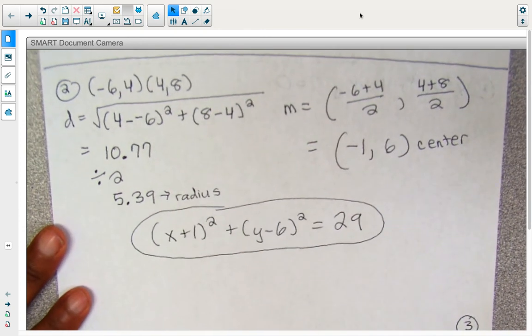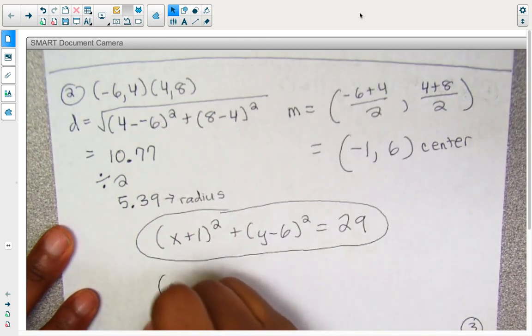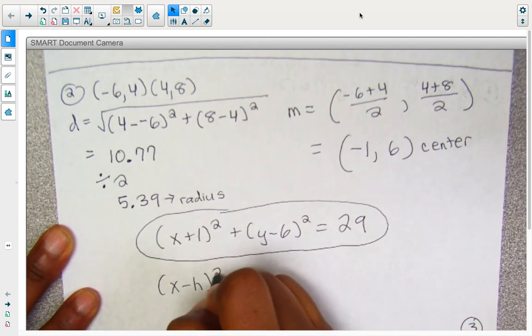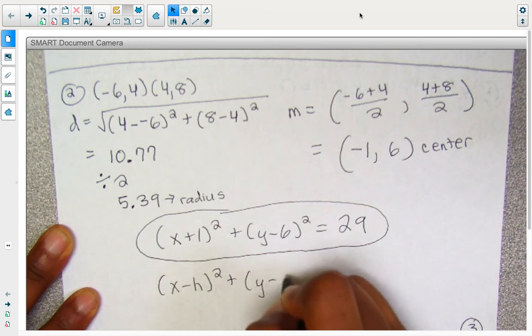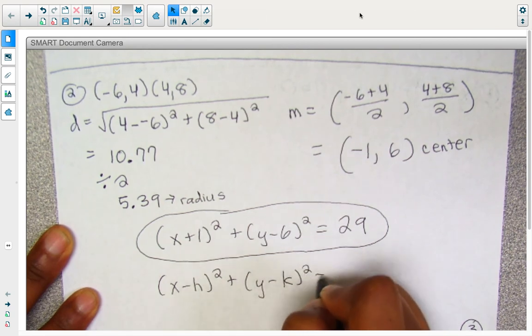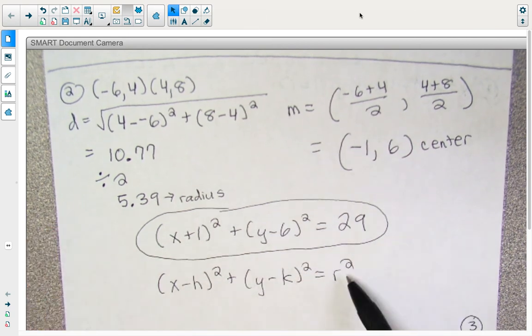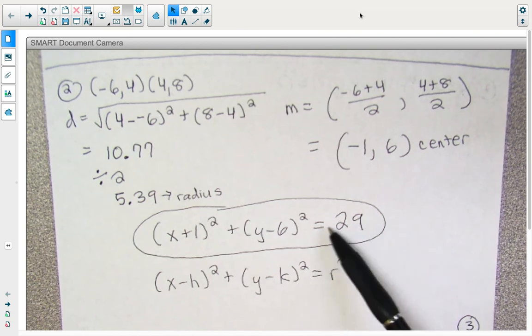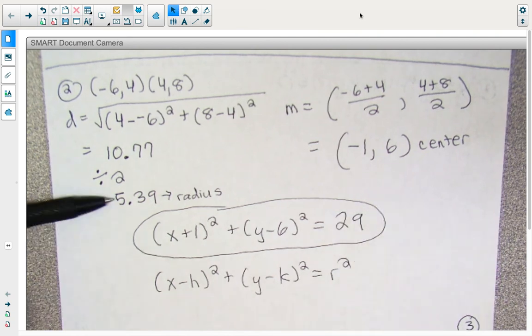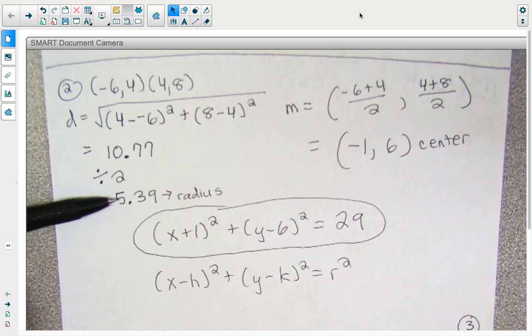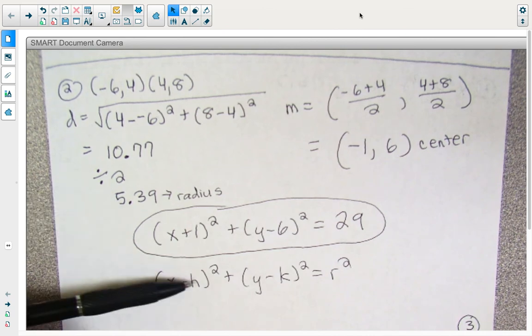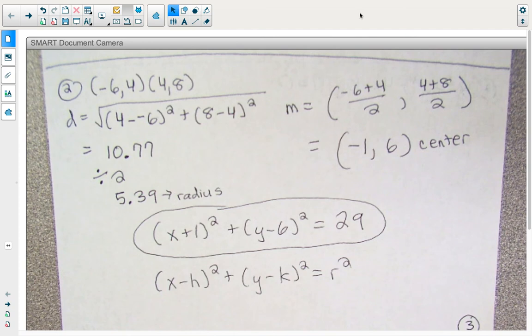Again, the formula, you should have written it down, but just to compare to make sure you're good to go. h and k give you the center of the circle, and this number gives you your radius. Since 29 is here, if you took the square root of 29, it would give you the length of your radius back. And this gives you the center of the circle.